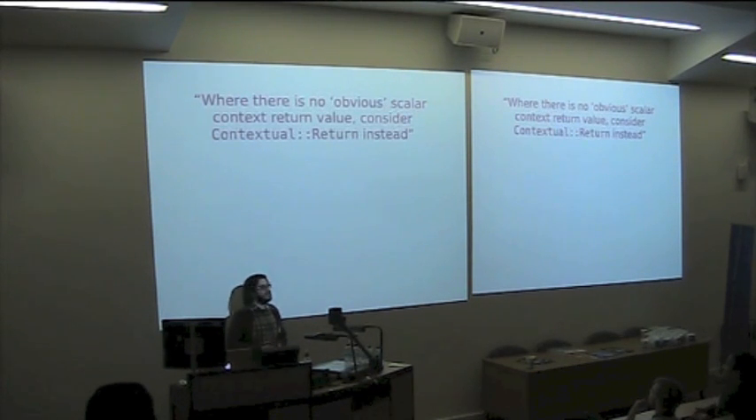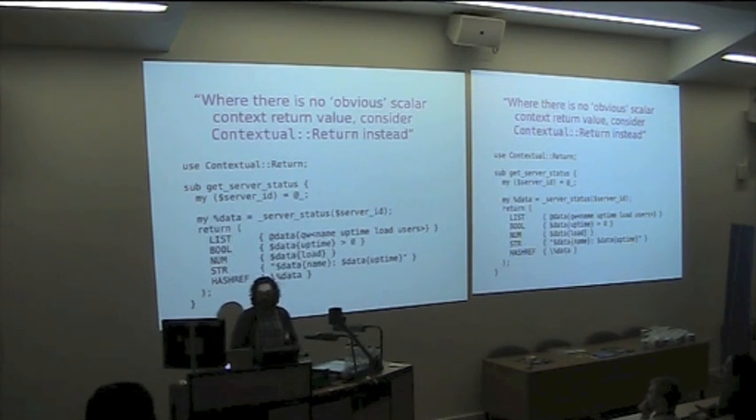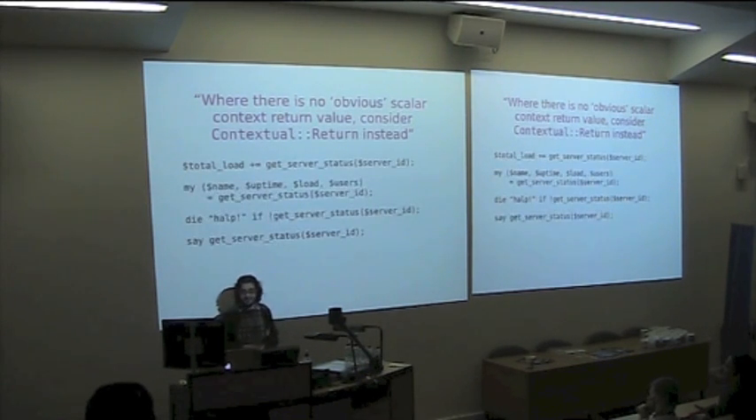So the second PBP recommendation I disagree with is this. Where there is no obvious scalar context return value, consider contextual return instead. Now this is one of Damian's modules. PBP offers this sample use. That is, rather than just returning a value directly, you use these utility subroutines called things like bool and num and list and so on to build up an object which has overrides that let you convert to a bool or a number or what have you as appropriate. So then a caller can do something like this. You can call the same getServerStatus subroutine in a variety of ways, and it will then do its best to give you what it thinks you want.